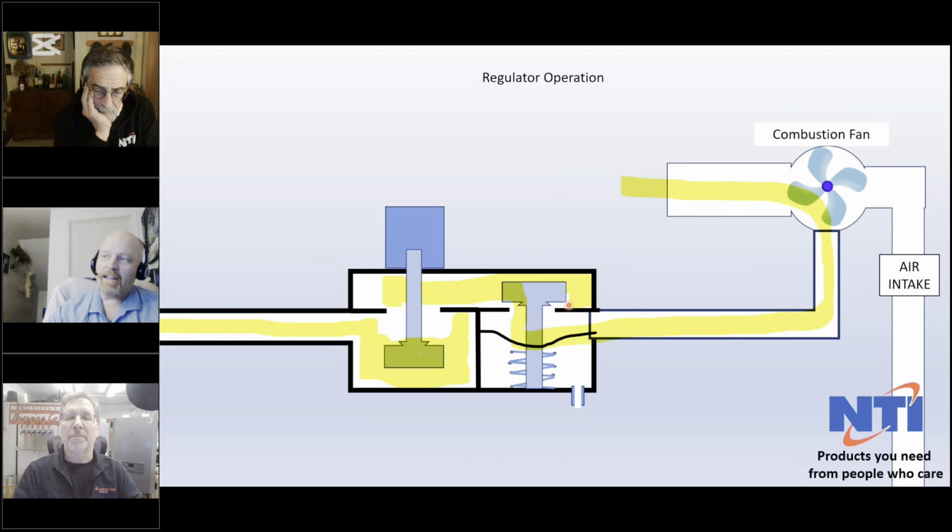If you measure the difference in pressure between here and here, you would show zero difference when the valve is open and working correctly. If you have a negative offset, you would show a negative number here. If you had a positive offset, you would show a positive number, meaning that you're getting more gas than you are air.